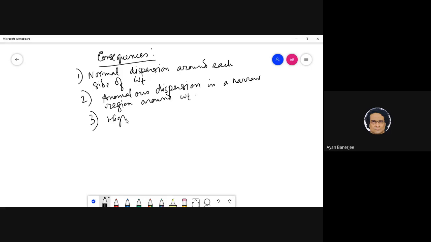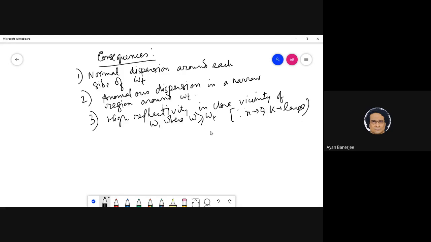High reflectivity in close vicinity of omega, where typically omega is greater than omega t, and also add that. And that is very clear because n tends to 0 and k is large. And the last statement I leave as a question.